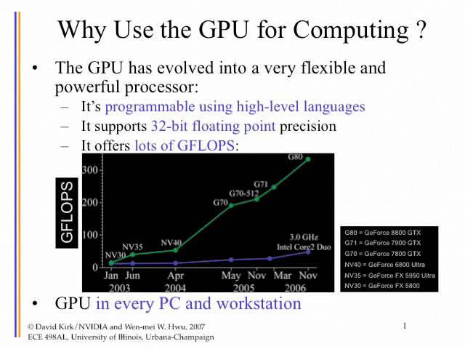But that's not the whole story. The GPU used to be not very programmable. And what I just taught you in the last lecture is that now it has become programmable. And it supports 32-bit floating point precision. And for those of you who are thinking about scientific computing, a lot of scientific computing still requires double precision. And that would actually come in about 3 months from NVIDIA. So they're going to have double precision hardware coming up soon. And it offers lots and lots of gigaflops.